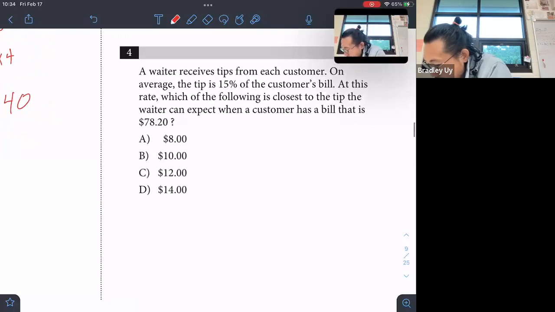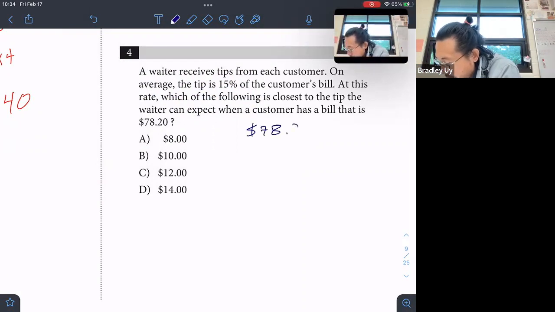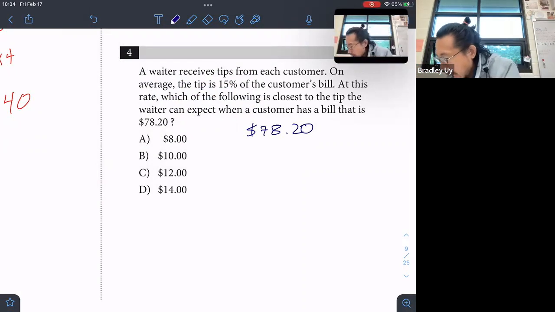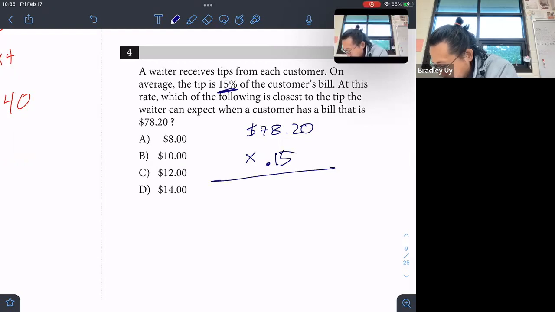A waiter receives tips from each customer. On average, the tip is 15% of the customer's bill. At this rate, which of the following is closest to the tip the waiter can expect when a customer has a bill that's $78.20? So if you order food and drinks for $78.20, it is customary and polite for good service to tip 15% or more. How we calculate the tip is you take that subtotal and multiply it by 15%. On a calculator, whenever you're using percents, you must convert to decimals. So we're going to multiply this by 0.15. And that will be the tip amount.